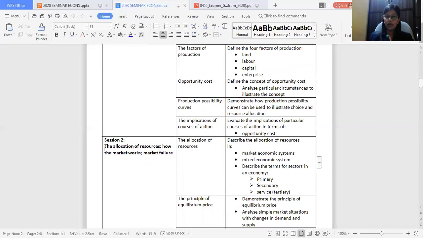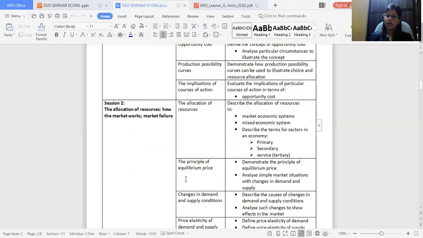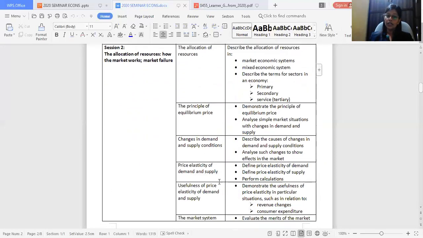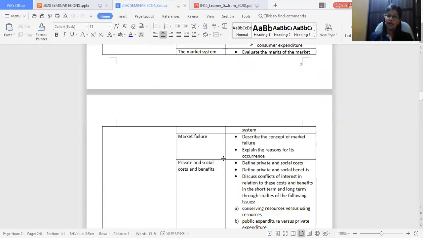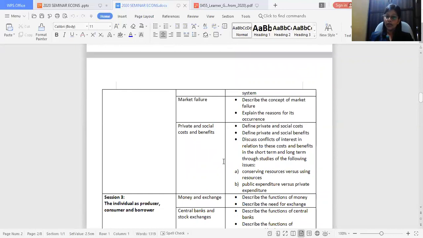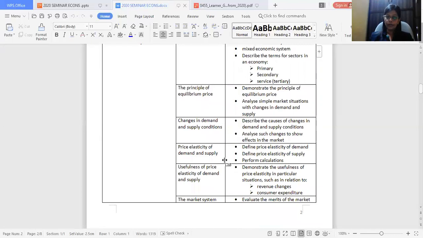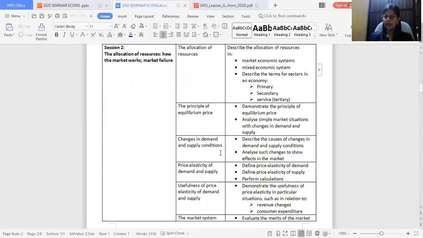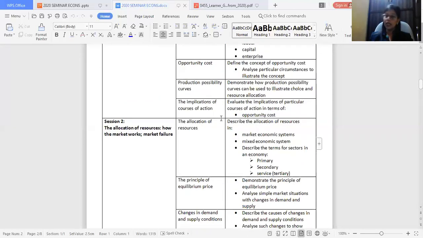All right, if you look into the allocation section 2, how the market works, market failure, the allocation of resources, the principle of equilibrium, changes in demand and supply, price elastic demand and supply, usefulness of price, elasticity of demand and supply, what you should know, the market system, the market failure, private and social cost benefit. So I only can help you by giving all things. So you just have to put a checklist whether you're aware of these particular keywords that you should know in that particular section.